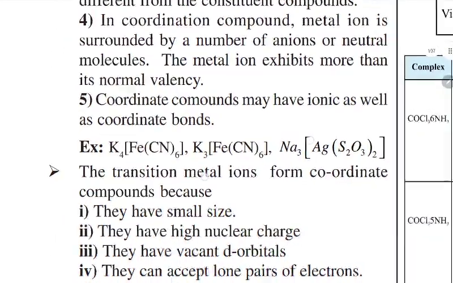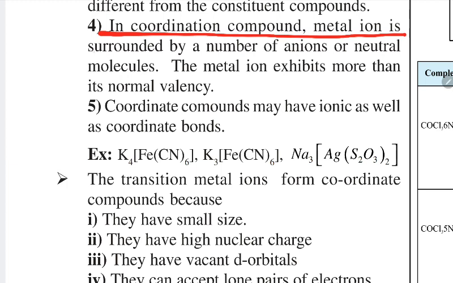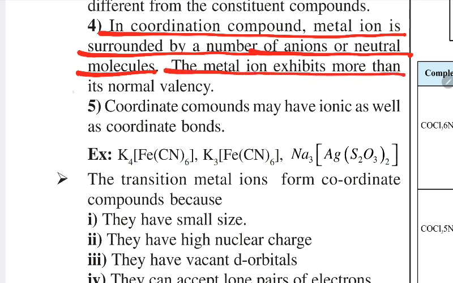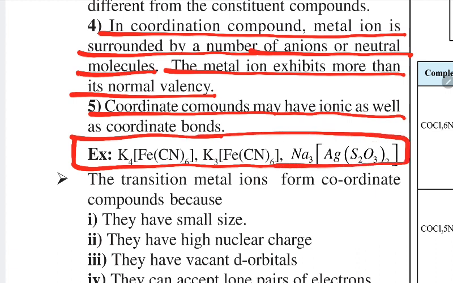Now let us see the next point. In a coordination compound, the metal ion is surrounded by a number of anions or neutral molecules. The metal ion exhibits more than its normal valency. Coordination compounds may have ionic as well as coordinate bonds, so both types of bonds are possible. Examples are K4[Fe(CN)6], K3[Fe(CN)6], and Na3[Al(S2O3)2].